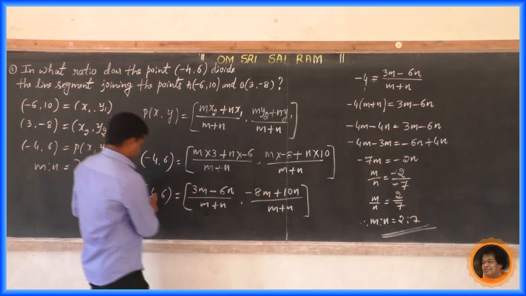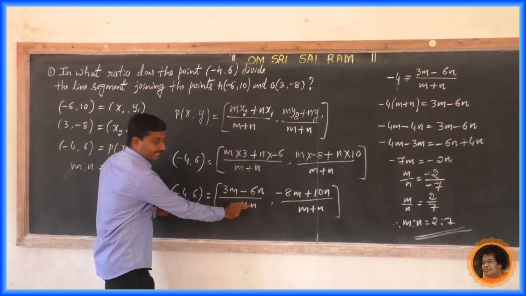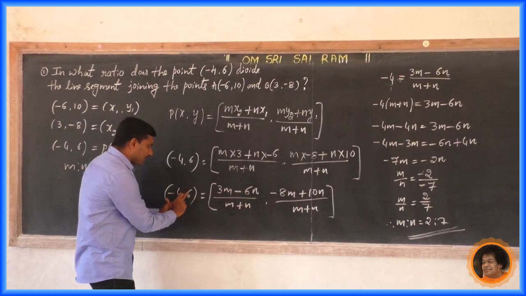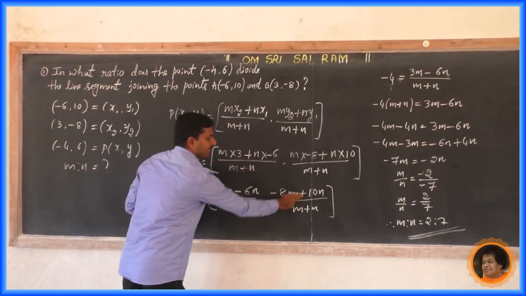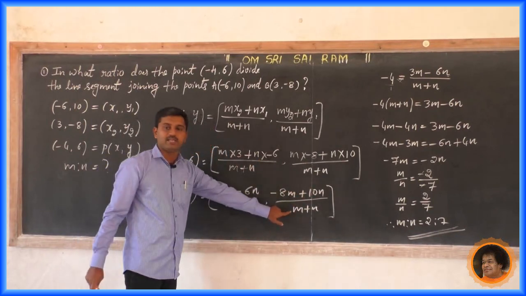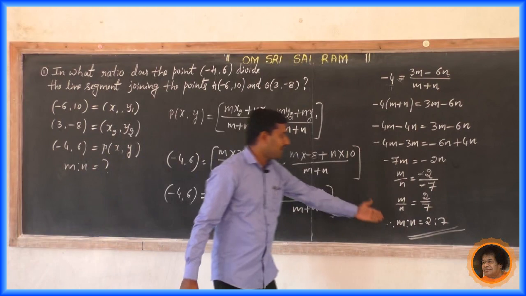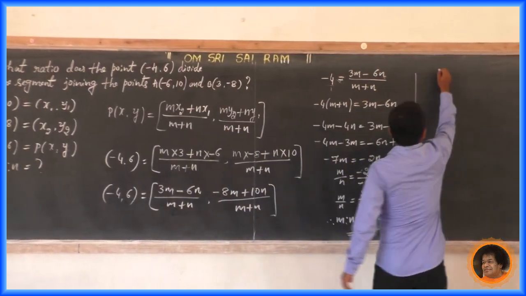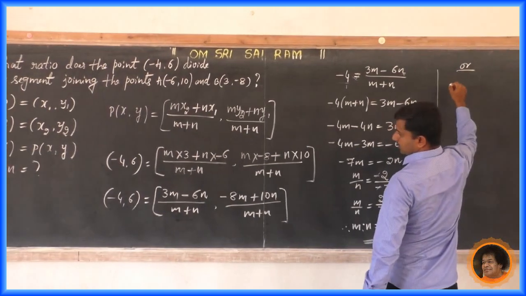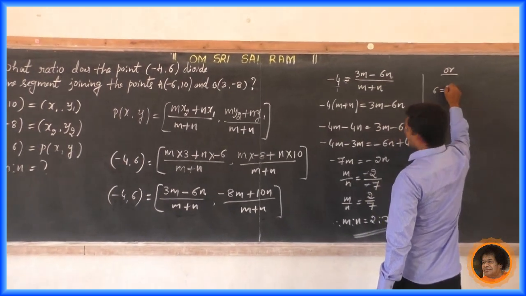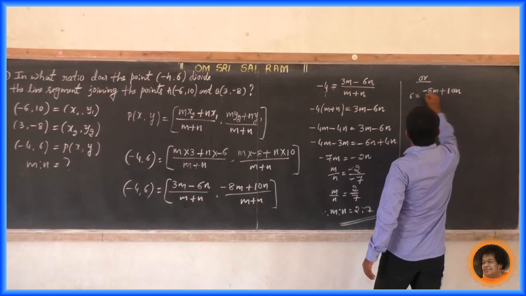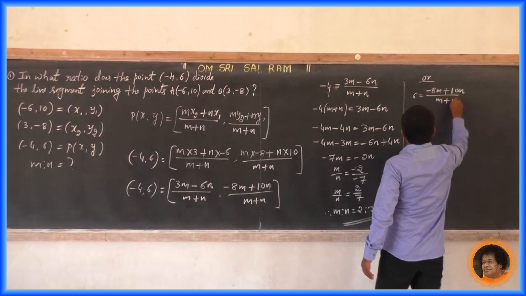Or equate x coordinate with here also x coordinate. One more method. So equate y coordinate: 6 equal to minus 8m plus 10n divided by m plus n. So we will get the same answer 2 is to 7.